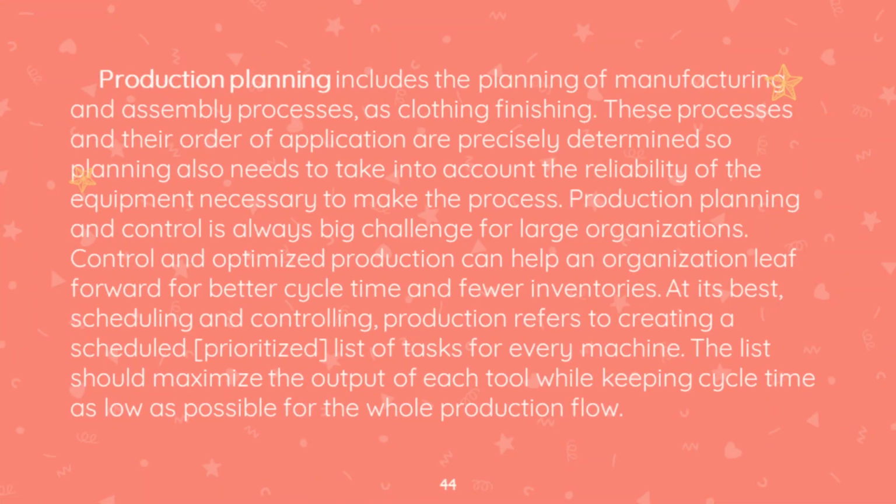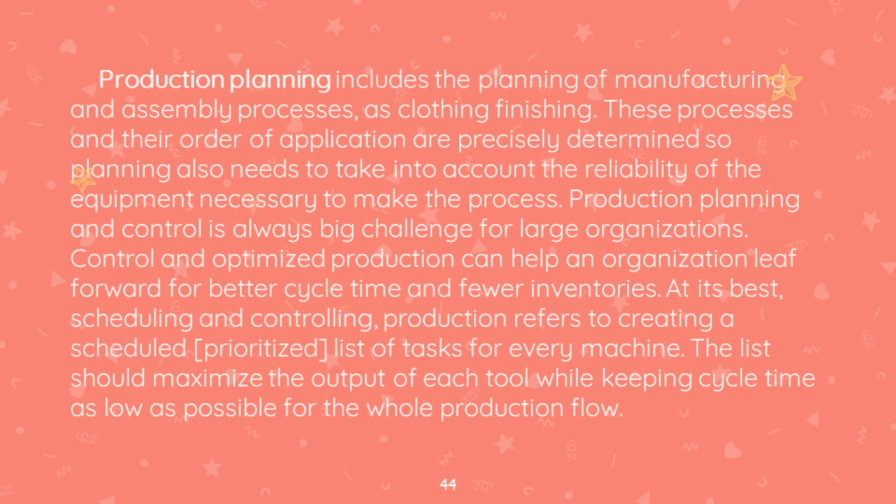Production planning includes the planning of manufacturing and assembly processes such as clothing finishing. These processes and their order of application are precisely determined, so planning also needs to take into account the reliability of the equipment necessary to make the process. Production planning and control is always a big challenge for large organizations. Control and optimized production can help an organization leap forward for better cycle time and fewer inventories.